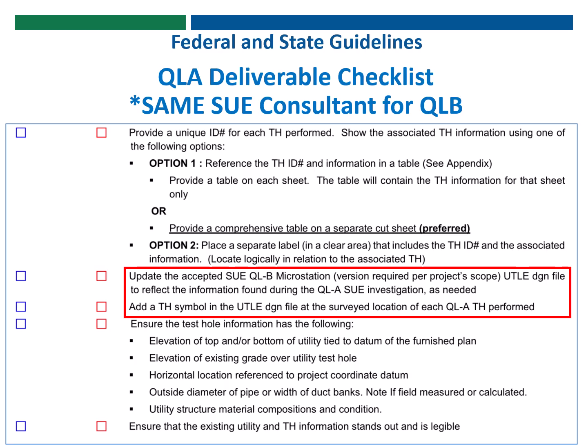So if you completed the B and now you're doing the QLA, you will need to save all or make the updates in the UTLE DGN file, and that includes your designated line work, and that line work must tie back in to the previous QLB database. The test hole symbols will also be placed in the UTLE file. The test hole symbol will need to be at the survey location of that test hole that you performed.